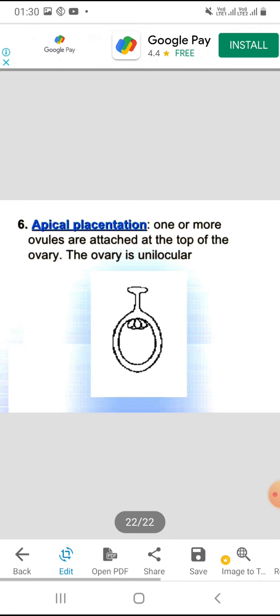Next is apical placentation. In that case, one or more ovules are attached at the top of the ovary. Here you can see the picture of apical placentation. The ovary is unilocular. So students, this is all about today's lecture on types of flowers and types of placentation.